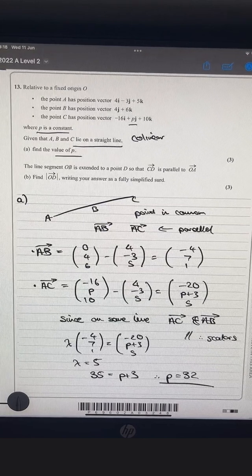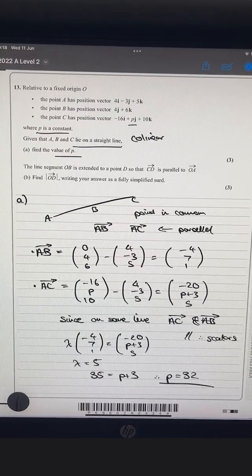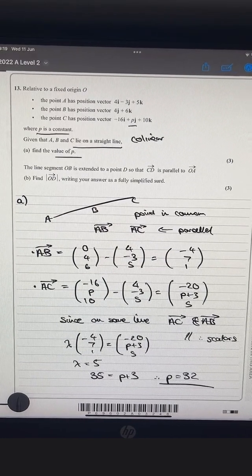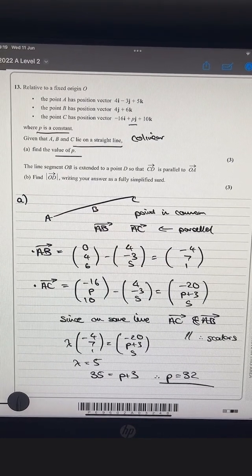Let me just check here. Any questions from this? Scrolling up. The vector asks us to find angle. Oh, angle vector question. Yeah, I hate those ones.